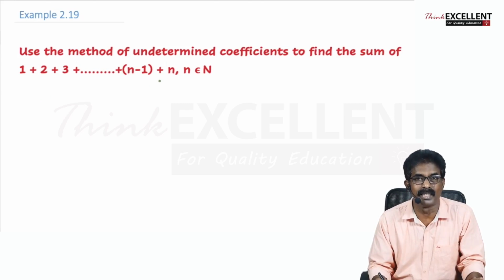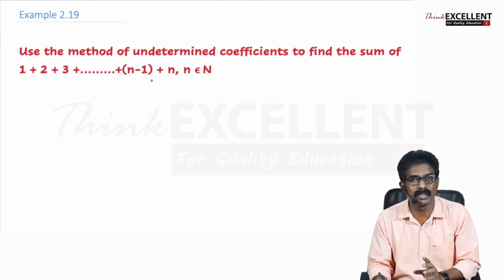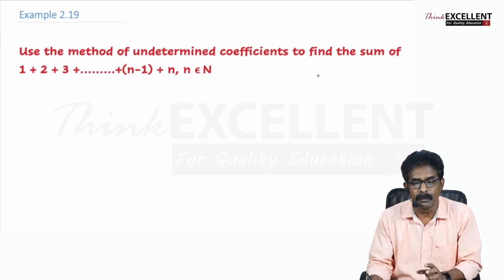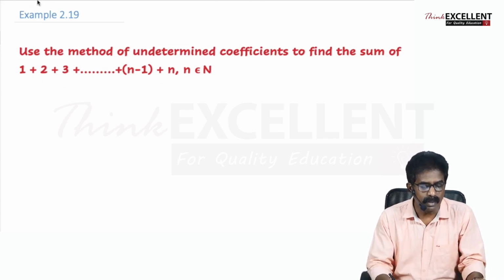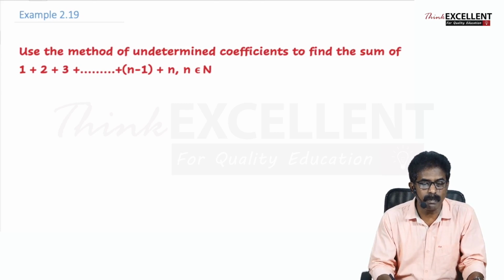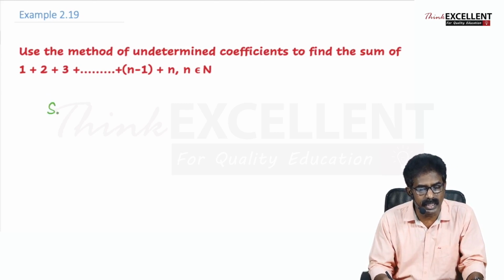up to n. You know the answer. What answer are you supposed to get? n into n plus 1 by 2, right? Don't write it directly, they won't give marks. Okay, listen to the steps very carefully. So the sum of n terms, I'm denoting it as Sn. Sn is 1 plus 2 plus 3 plus etc.